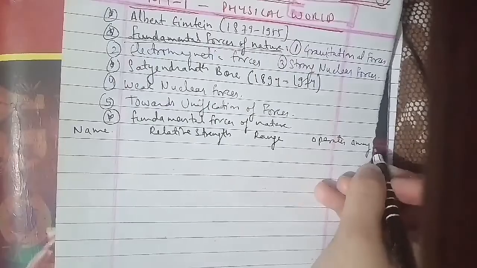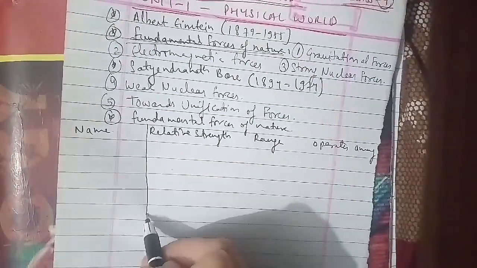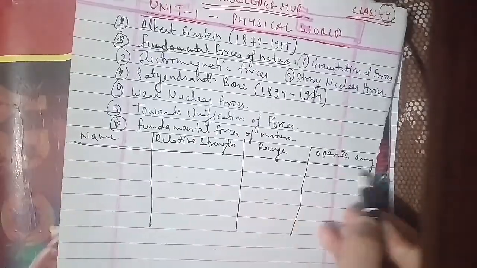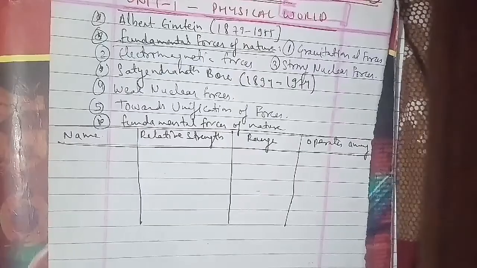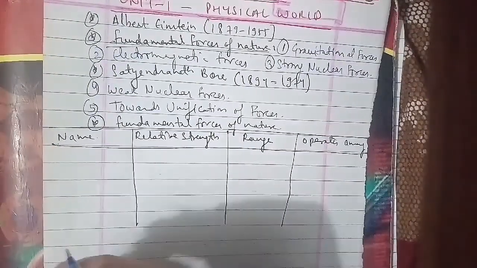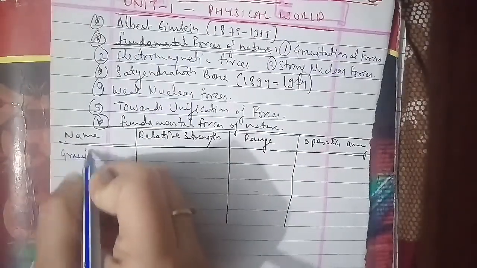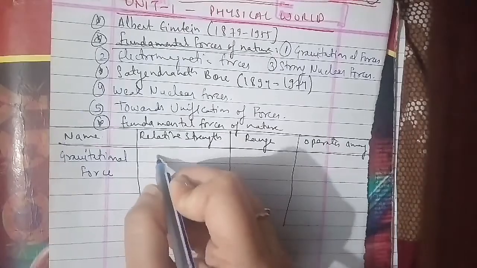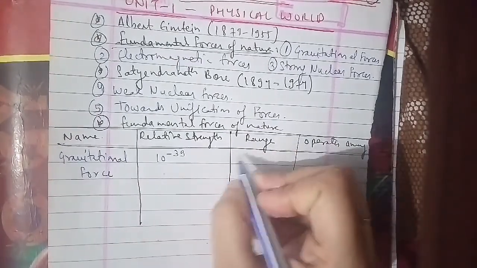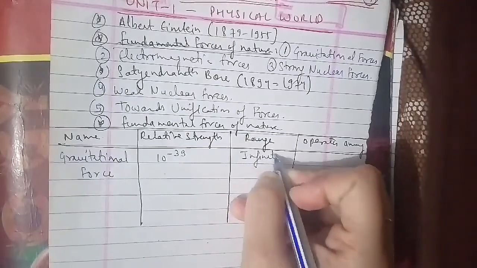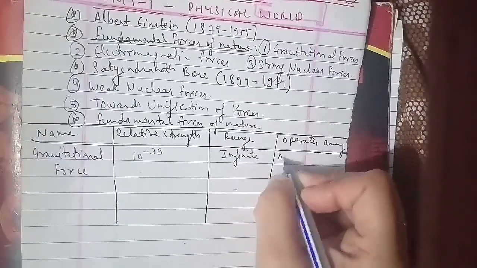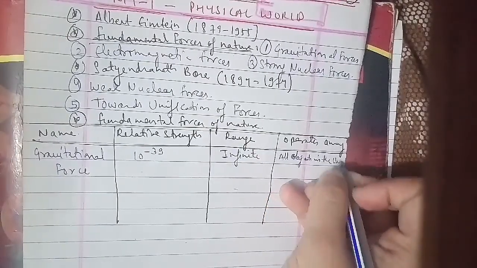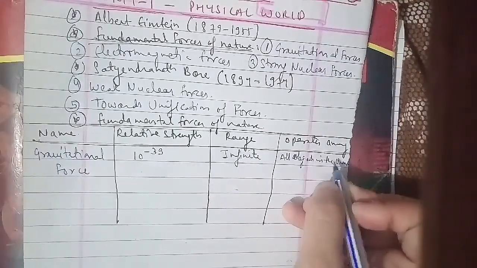Next is the weak nuclear force. Relative strength is 10 to the power minus 13. The range is very short, subnuclear size, 10 to the power minus 16 meter. It operates among some elementary particles, particularly electron and neutrino.